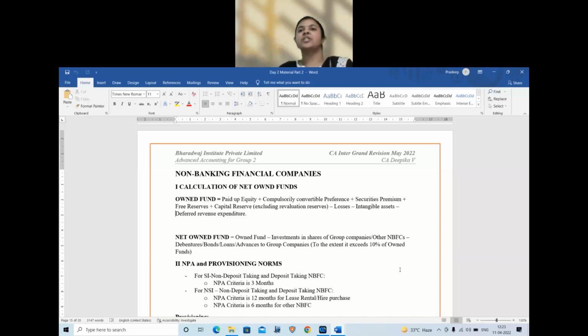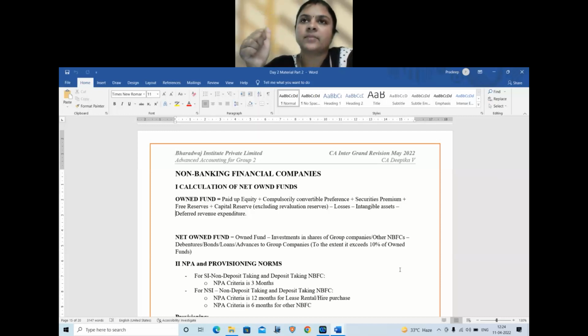Non-banking financial companies, as such, are also as vast as banking, but from your syllabus perspective, it is restricted to certain topics. So those are the topics that we will be discussing in the class as well. There are three areas that can be tested from an NBFC.